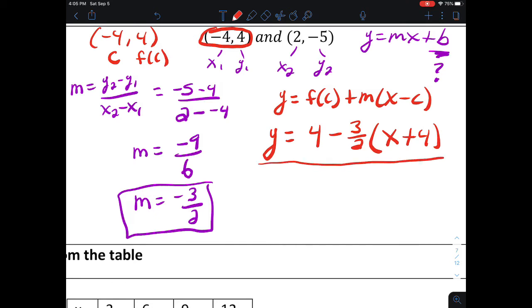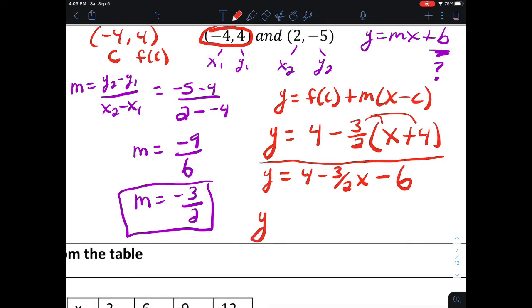All we have left to do to write in slope-intercept form is distribute the 3/2 and combine like terms. So y equals 4 minus 3/2 x. Negative 3/2 times 4 makes negative 12 over 2, which is negative 6. And we put the numbers together. We have negative 3/2 x. 4 minus 6 is negative 2.